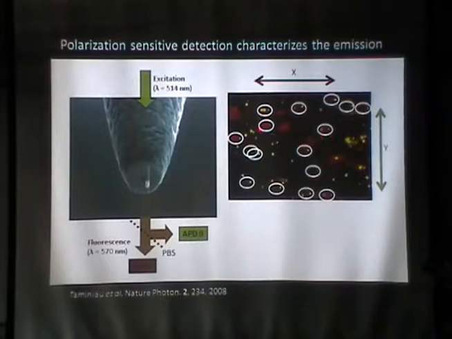I circled here many signals of single molecules. And what you see is, the polarization is color coded. So in red we have the signals from one detector, and in green the signals from the other detector. And yellow means an almost perfect balance between red and green.